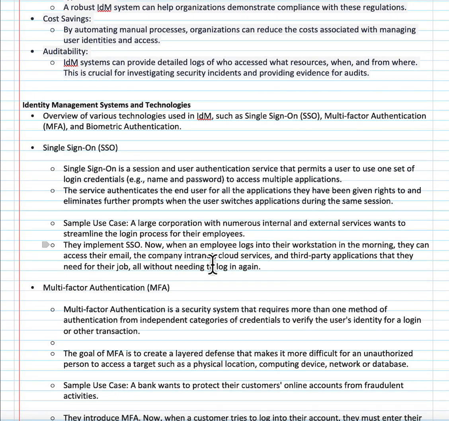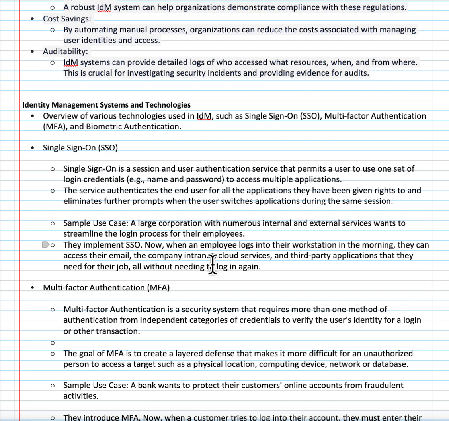So now I'm going to get into identity and access management systems and the technology that's associated with it. So we're going to talk just mainly about three different areas: single sign-on, which is also called SSO, multi-factor authentication, or MFA, that's Mike Foxtrot Alpha, and then biometric authentication. So now single sign-on, what exactly is that?